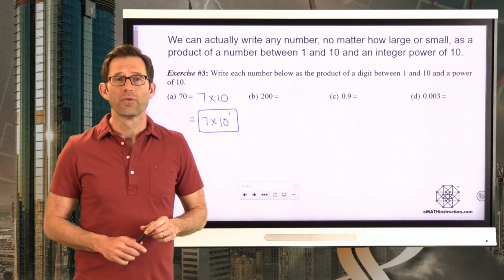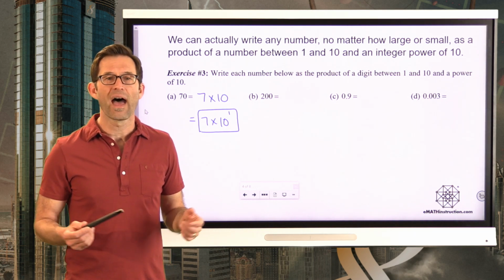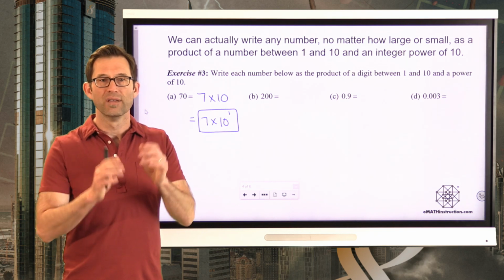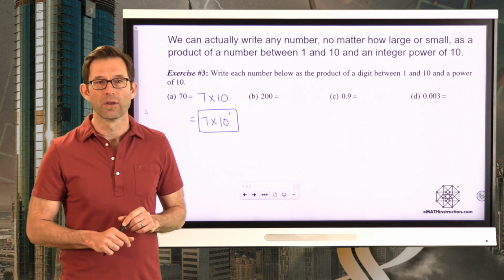How could you write 200? Pause the video now and try to write that as some number between 1 and 10 times 10 raised to some power. Pause the video now and go ahead and do it.